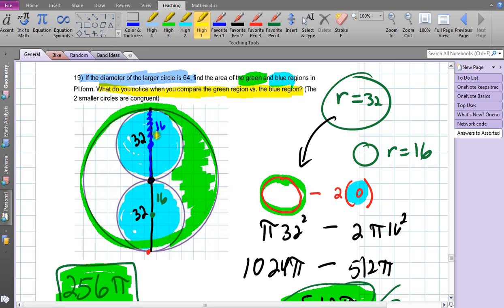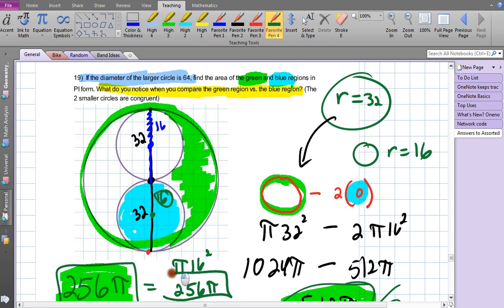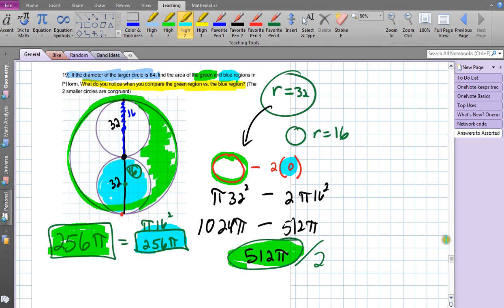So let's just find the area of the blue circle, one blue circle, and compare. Because remember, that was part of the original problem. Just find the blue and the green area and compare them. Well, remember, that's going to be pi times 16 squared, because that's the radius of the smaller circle. And what do you know? It looks like the area of the blue region, which is just one circle, is the same exact number. And that's what we wanted to realize here, is they're the same.